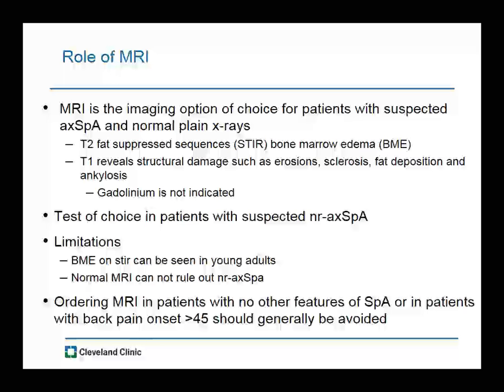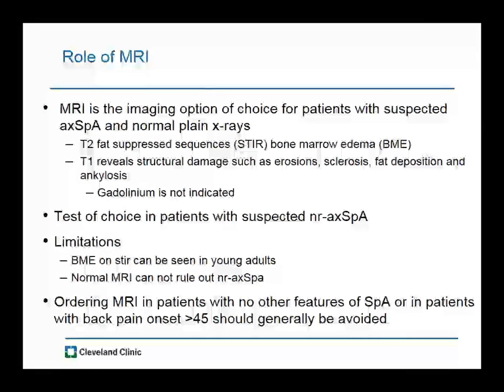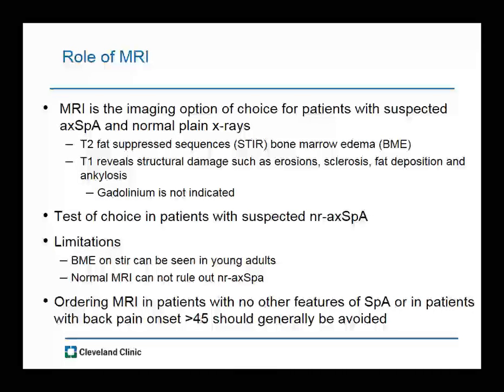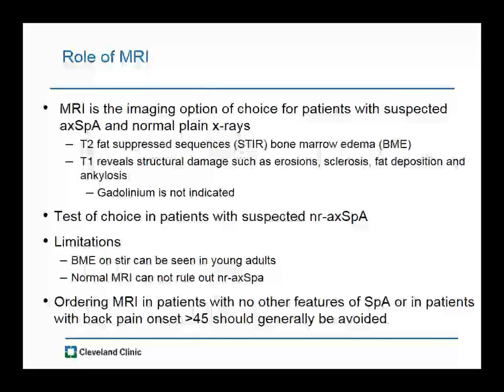So what is the role of MRI? I think all of us are probably comfortable ordering these. The problem is sometimes the interpretation for the bone marrow edema can be tricky. There are reasons that patients might have this and not have ankylosing spondylitis. I think it is the test of choice for people in this room who are seeing inflammatory back pain and are wondering if there are any inflammatory changes.